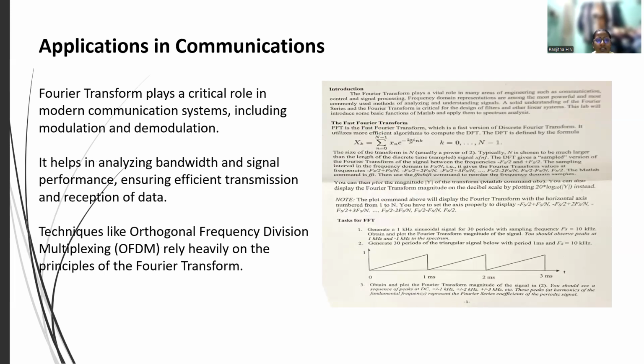The applications in communication. The Fourier transform plays a critical role in modern communication systems that include modulation and demodulation. It helps in analyzing the bandwidth and signal processing and ensuring the efficient transmission and reception of data. Techniques like orthogonal frequency division multiplexing rely heavily on the principles of the Fourier transform.